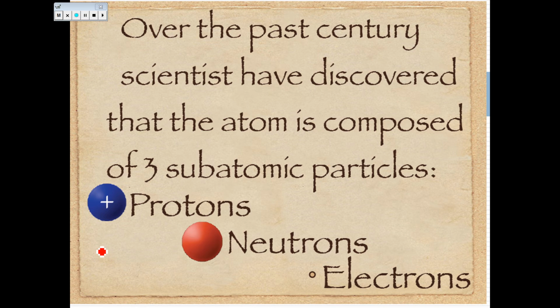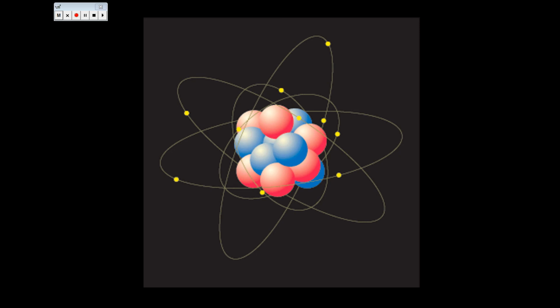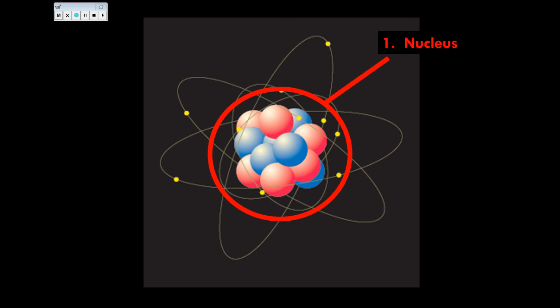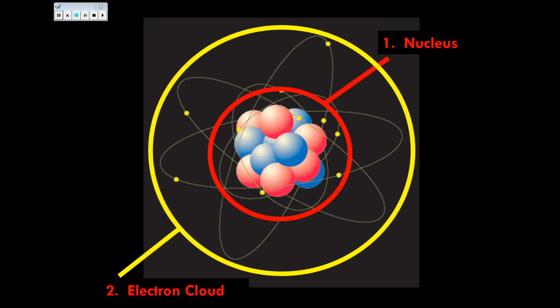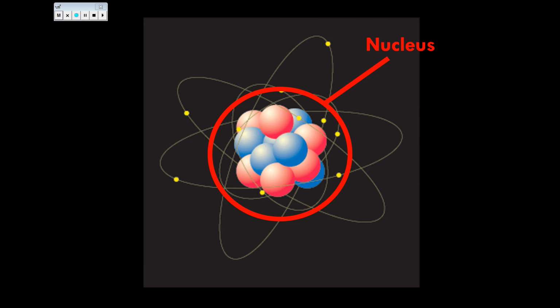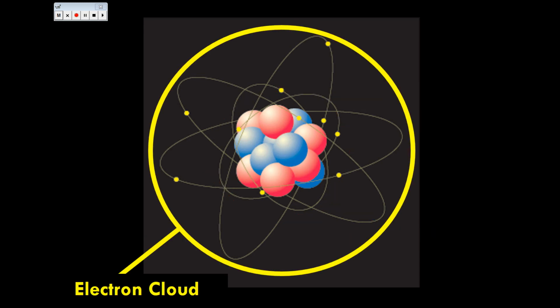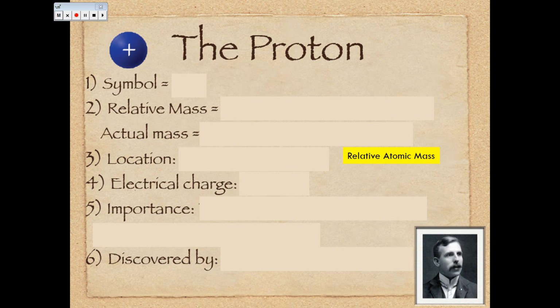Over the past century, scientists have discovered that the atom is composed of three subatomic particles: the positive proton, the neutral neutron, and the negative electron. So what we know about the atom is that there are two main parts. The center of the atom is called the nucleus. The outside of the atom is called the electron cloud. Inside the nucleus, we have our positive protons and our neutral neutrons. And then in the electron cloud, we have our negative electrons.